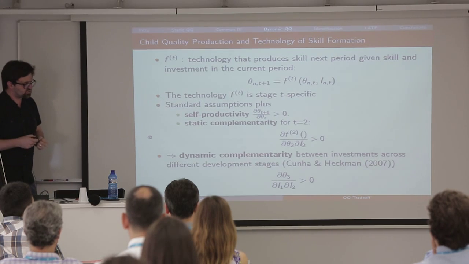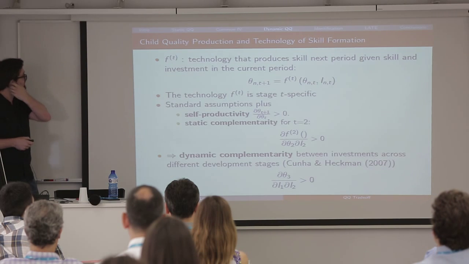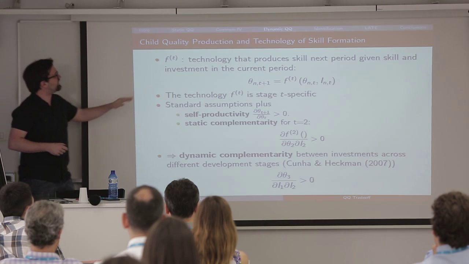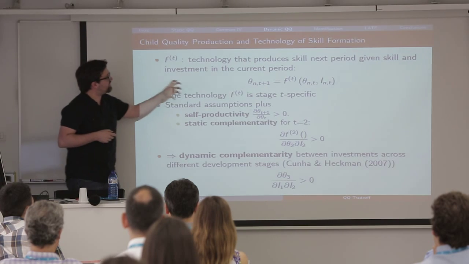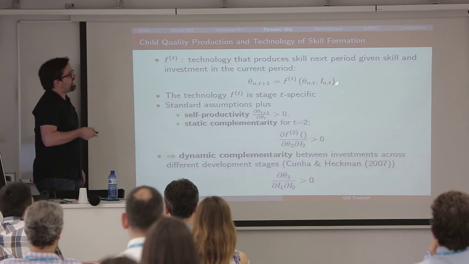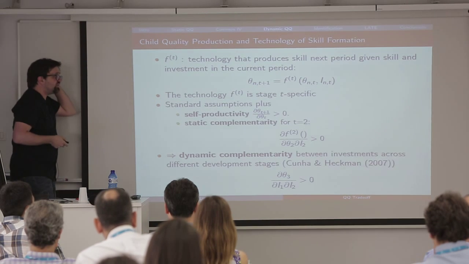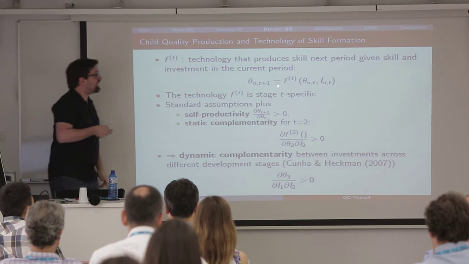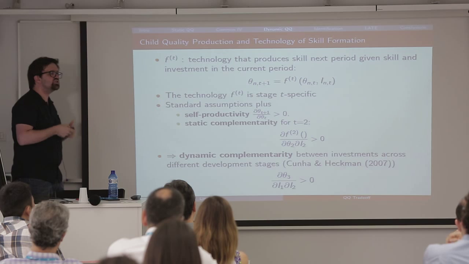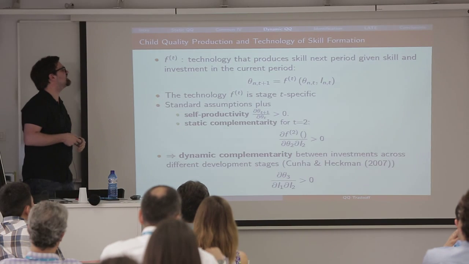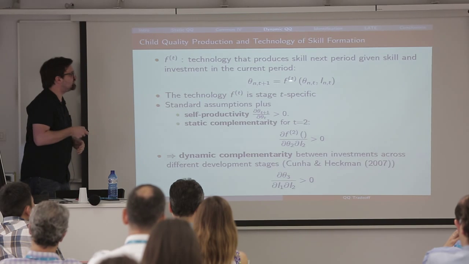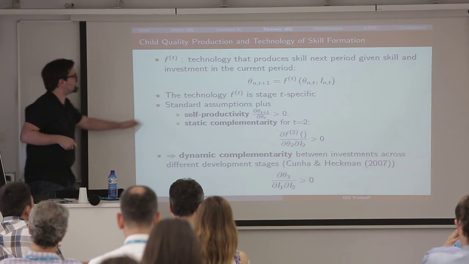Okay. So how's quality produced in this model? Well, we're going to use this sort of Heckman-style production technology where skill is produced next period, theta n t plus 1, with skill today and with my investments as a parent today. Okay? And we're going to use standard assumptions, and we're going to highlight the fact that there are multiple stages. So the technology is not the same in the initial development stage. It's certainly different than in the second stage of development, t equal 2. So we use standard assumptions.